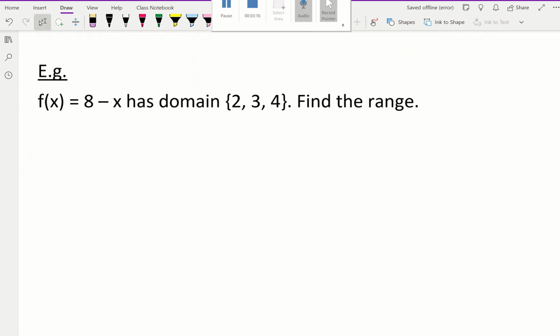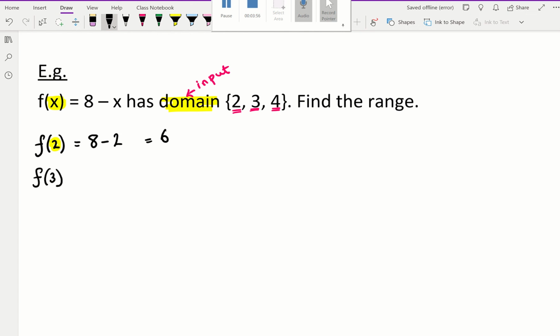So let's have a look. The function 8 minus x has domain, has input 2, 3, and 4. Find the range. So the range is different, the output is different with every input, so we have to input each of those separately. When x is 2, I'm going to replace x with 2. I substitute 2 into the equation, 8 minus 2. The output is 6, the range is 6.